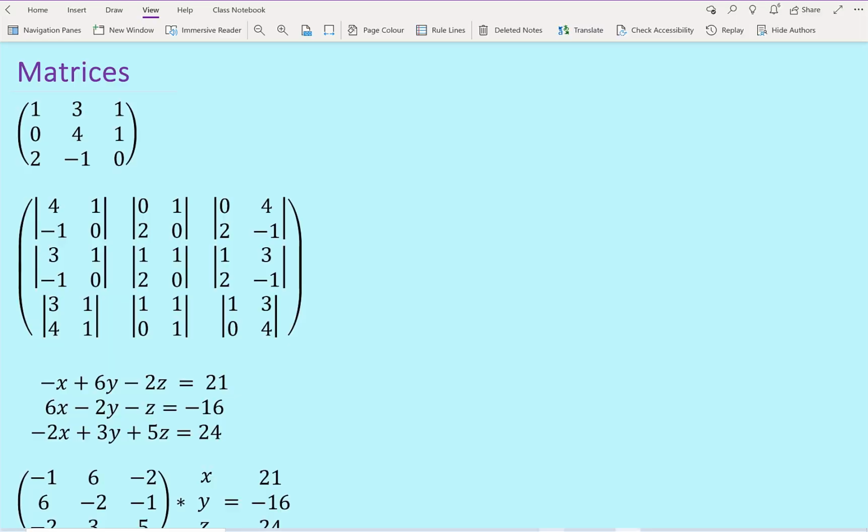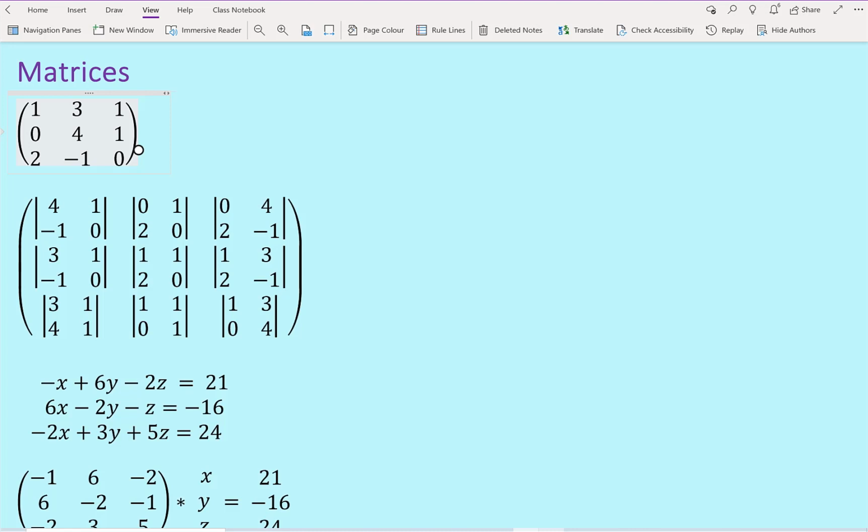Hi, I just want to show you how to use OneNote to solve harder equations. I'm not sure if you will ever be asked to convert a 3x3 matrix, but I'm pretty sure you need to know if you're doing Further Maths A level.